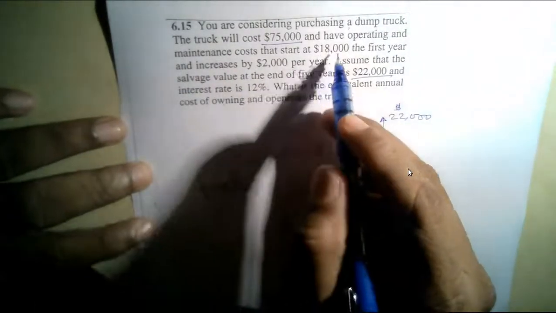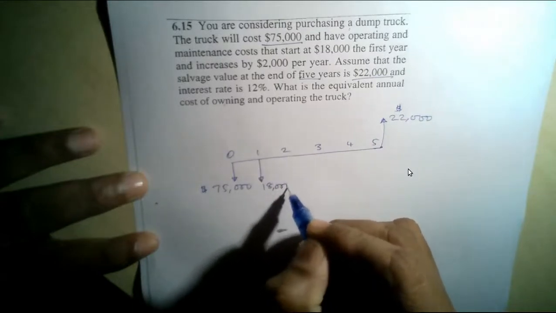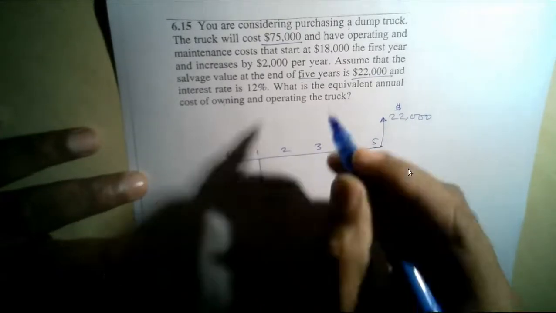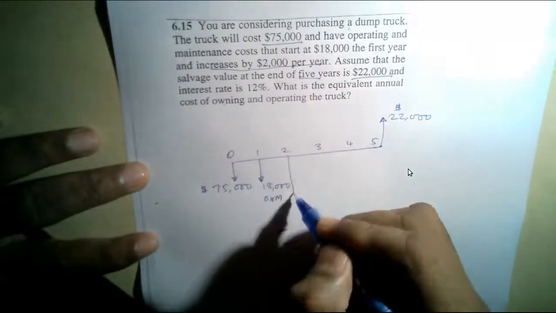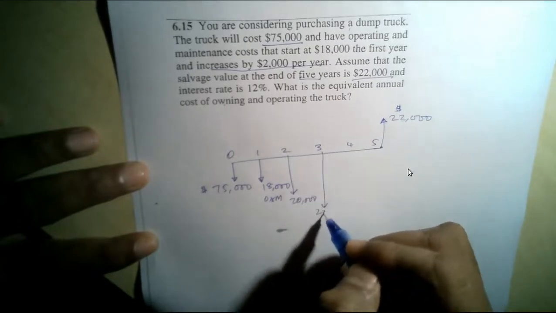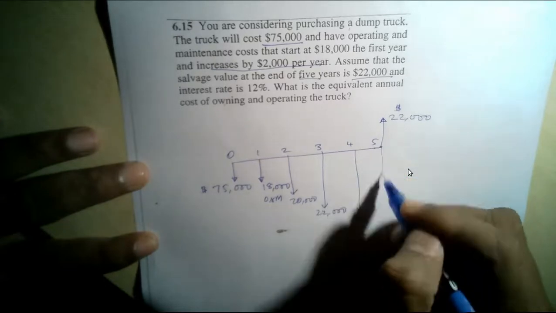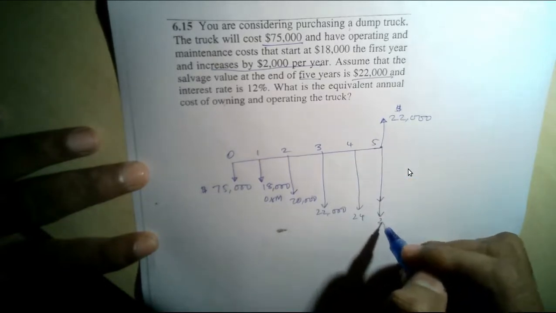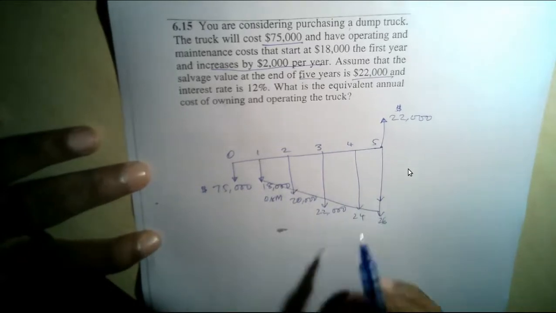Operating and maintenance costs start at 18,000. So here 18,000, this is the O&M cost, and it increases by 2,000 every year. So here it will be 20,000, and next 22,000, then 24,000, and finally 26,000. Okay, so this is a linear gradient. So how do we solve this?